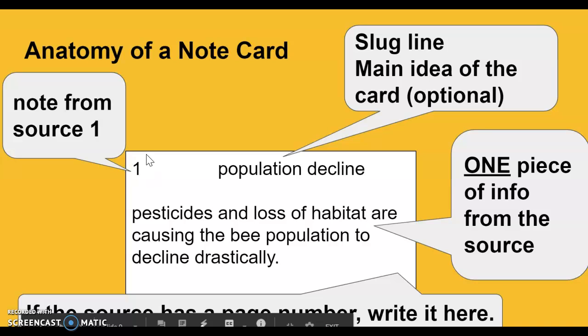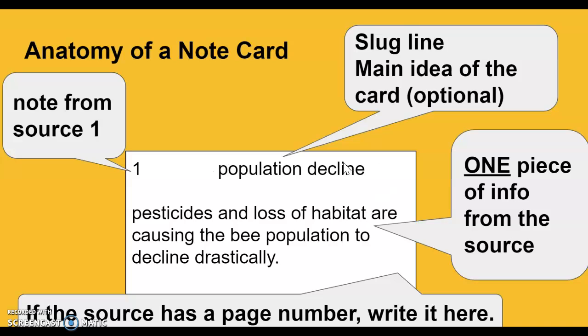This 1 indicates that the information came from source number 1. Now if you found a second source and got information from that source, this number would be a 2. If you had 5 sources, and found information from your 5th source, this number would be a 5. This part here is the piece of information that came from a source. Only put one piece of information per card. You'll find out more about why later. One piece of information per card.